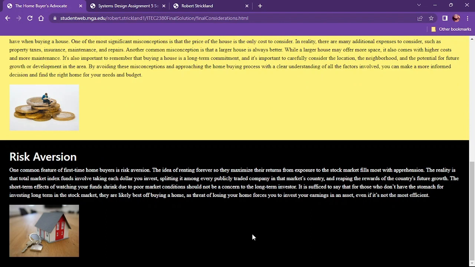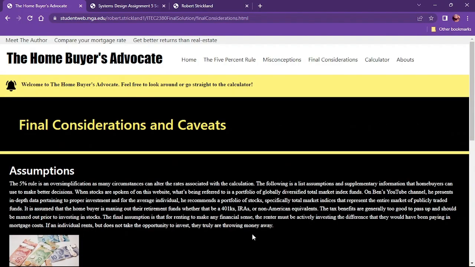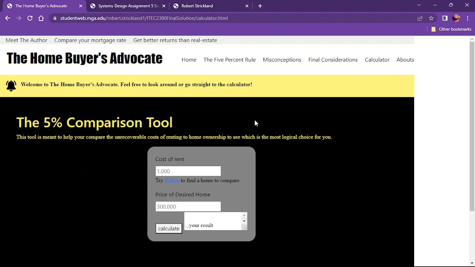Now, I think this part is very important, as most people don't actually like investing into stocks and such. So it's actually better for them to just buy a home that they can afford because it kind of forces you to invest. Because if you don't, you're going to end up losing your house. So it's better than nothing. Next up and last is the calculator.